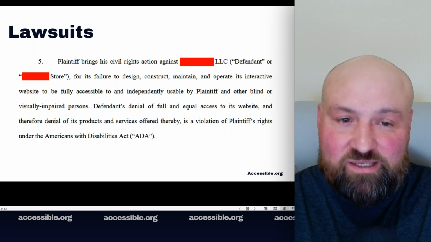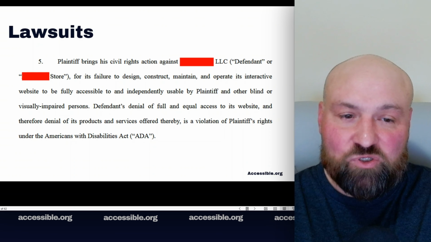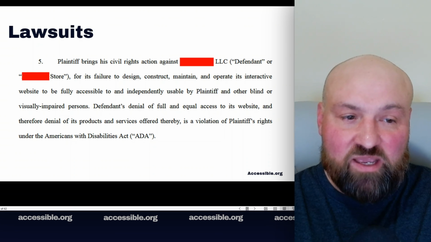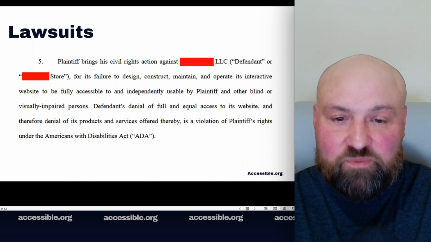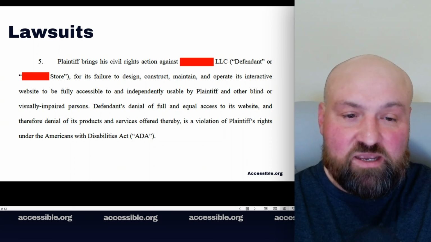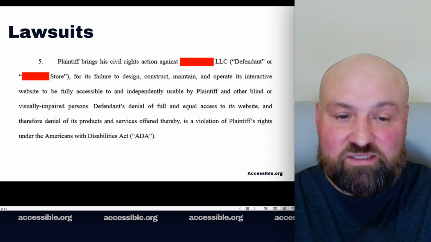So plaintiff brings his civil rights action against the defendant. I've redacted the specific information for its failure to design, construct, maintain, and operate its interactive website to be fully accessible to and independently usable by plaintiff and other blind or visually impaired persons. Defendant's denial of full and equal access to its website and therefore denial of its products and services offered thereby is a violation of plaintiff's rights under the Americans with Disabilities Act, ADA.